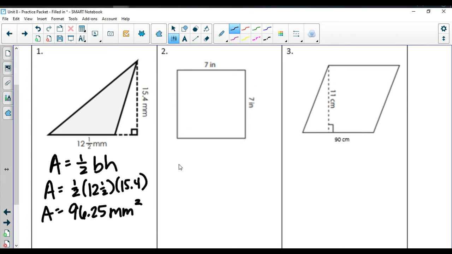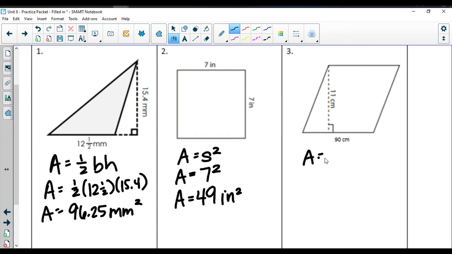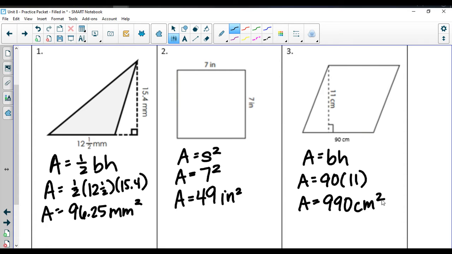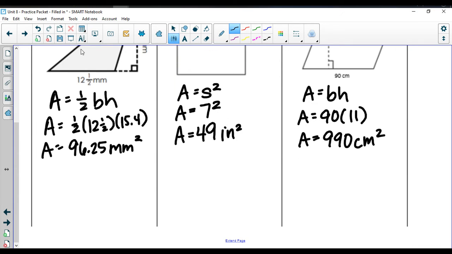For this next one, I do have a square, so my area is S squared. I should always write that formula, plugging in my 7 for my S. 7 squared is 49, and this is going to be inches squared. For number 3, this is a parallelogram, so I have base times height. My base is 90, and my height is 11. So 90 times 11 will give me 990 centimeters squared for that example.